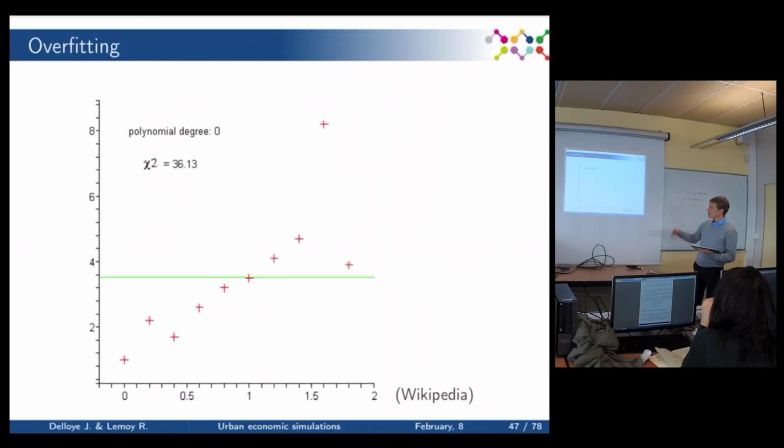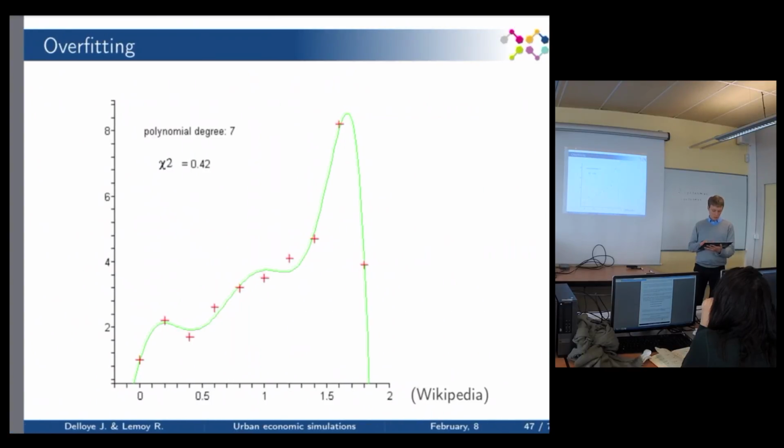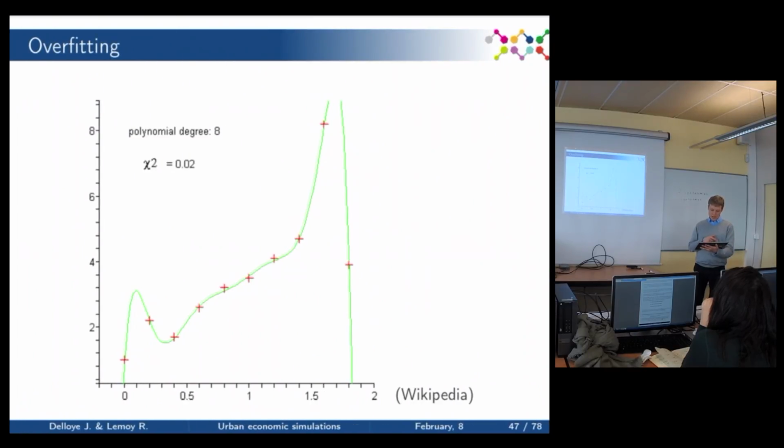So this would be degree 0. You just draw a horizontal line at the average, and then you can do degree 1. So you fit a straight line, degree 2, etc. And then when you increase the degree, of course you increase the R square, so you come closer and closer to 1. And actually, you can see when you reach degree 9, that chi square is 0, R square is 1, you go exactly through all points.